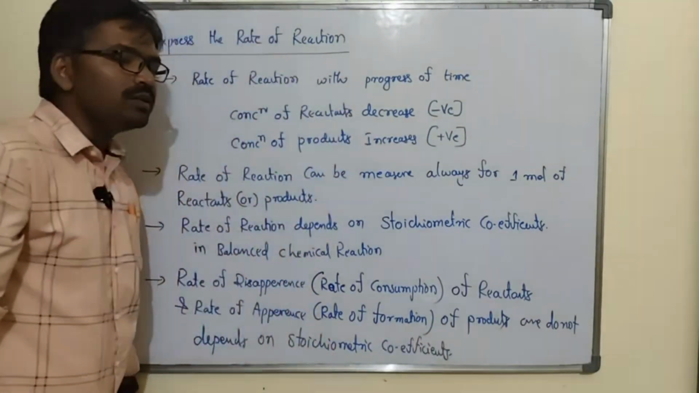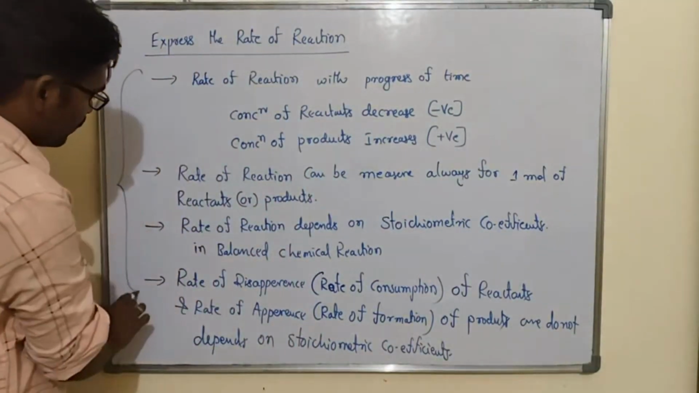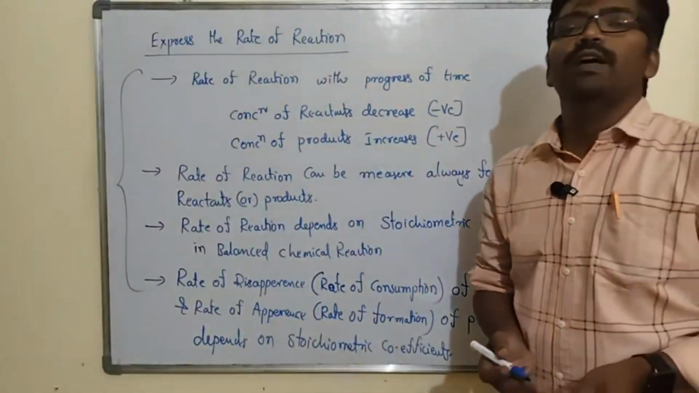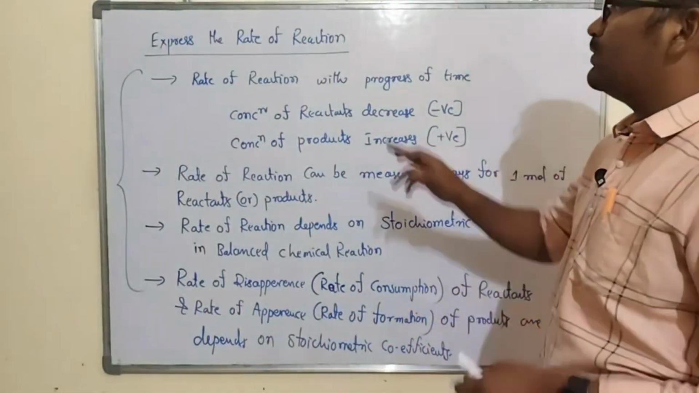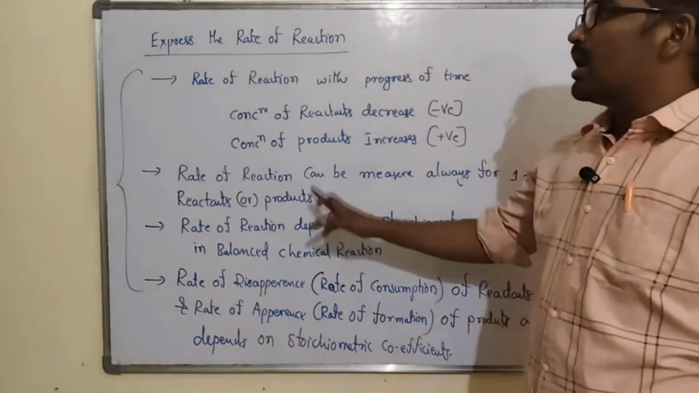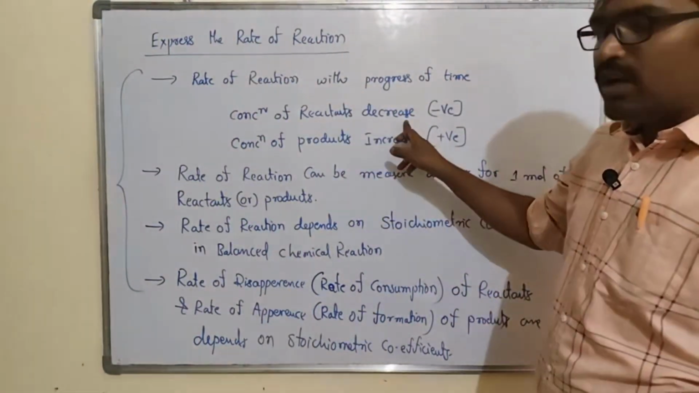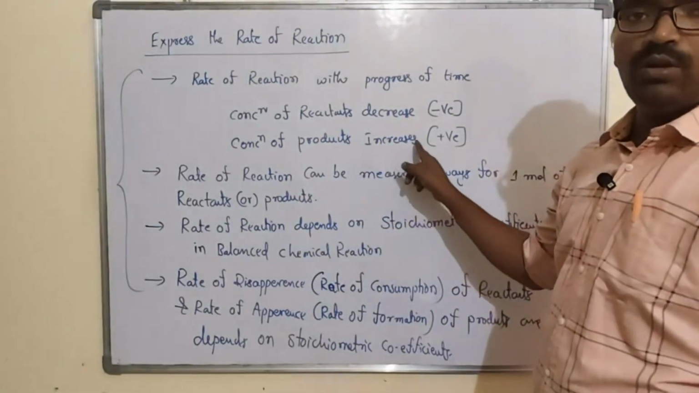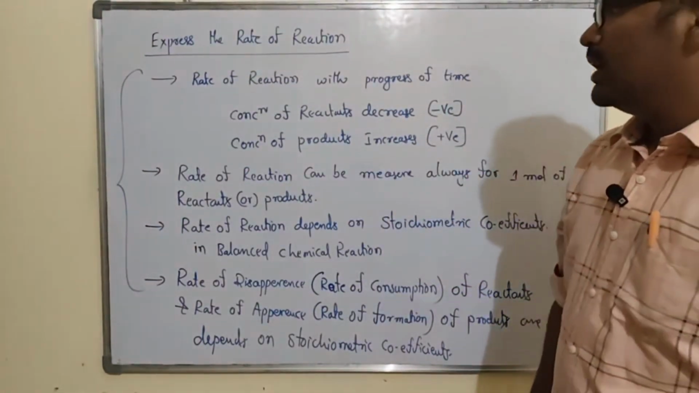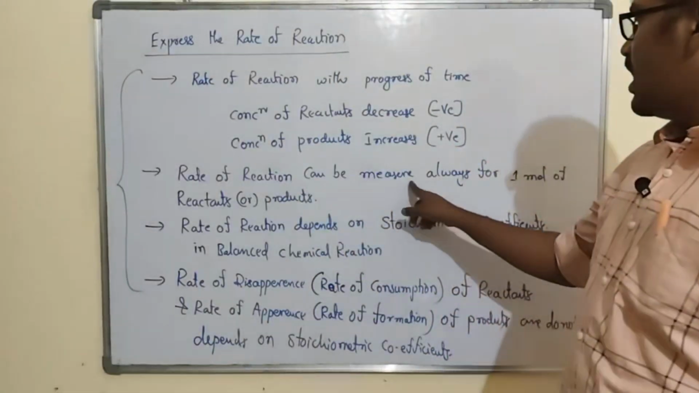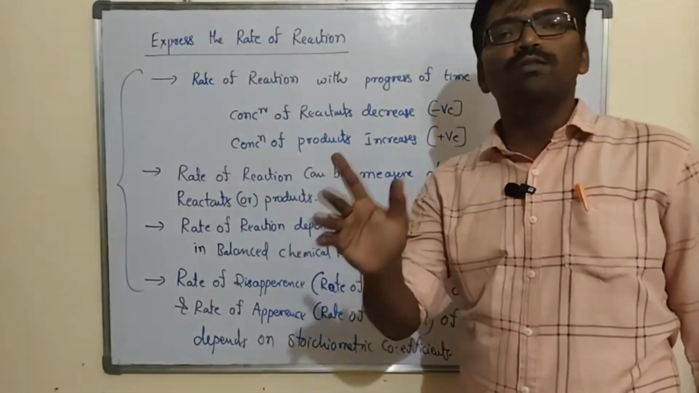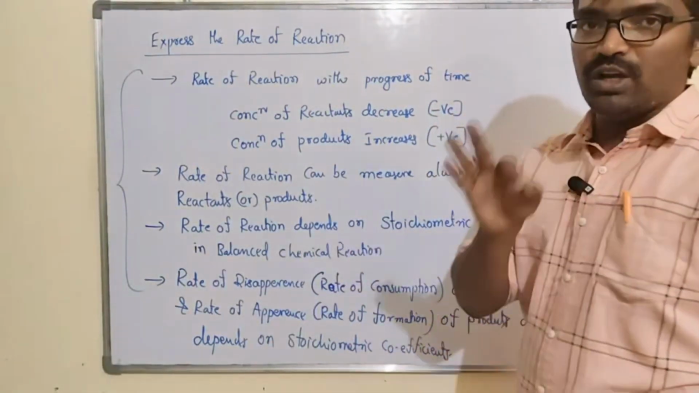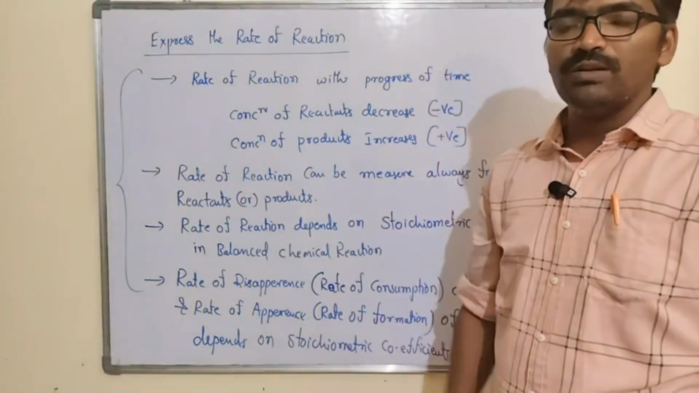So remember, my dear students, if you remember all these 4 points, then you can express the rate of reaction very clearly. With the progress of time, the concentration of reactants decreases, so we use a negative sign. The concentration of products increases, so you use a positive sign. The rate of reaction can be measured always for 1 mole of reactants or 1 mole of products. Then the rate of reaction depends upon the stoichiometric coefficients of the balanced reaction.